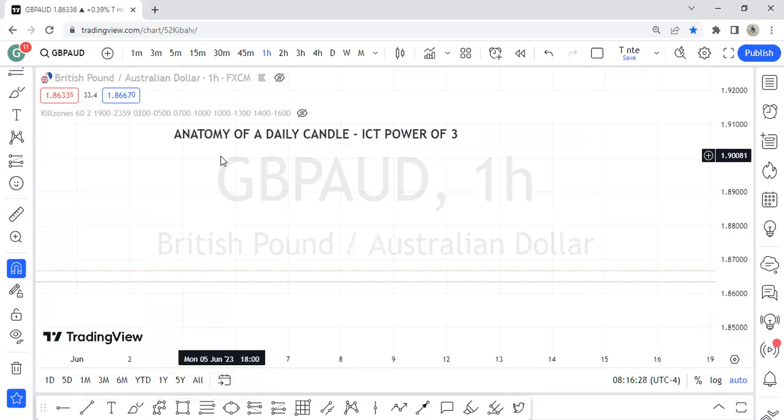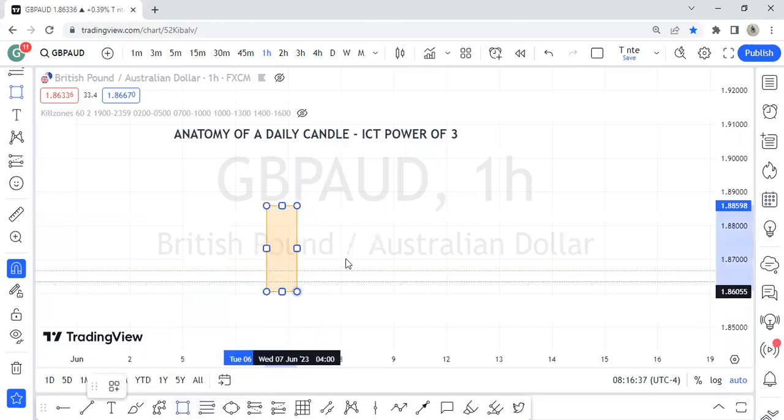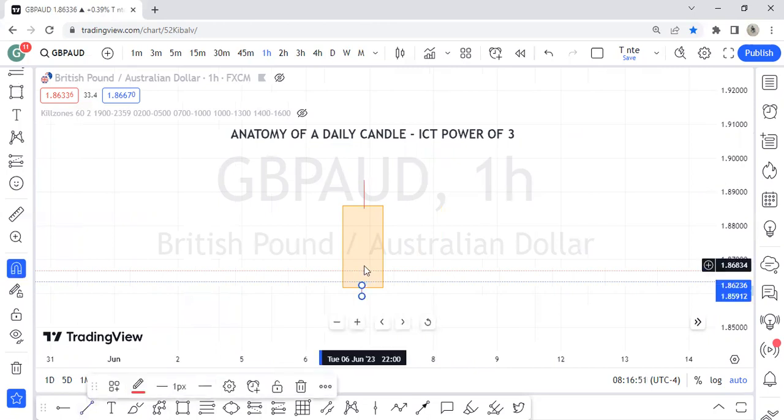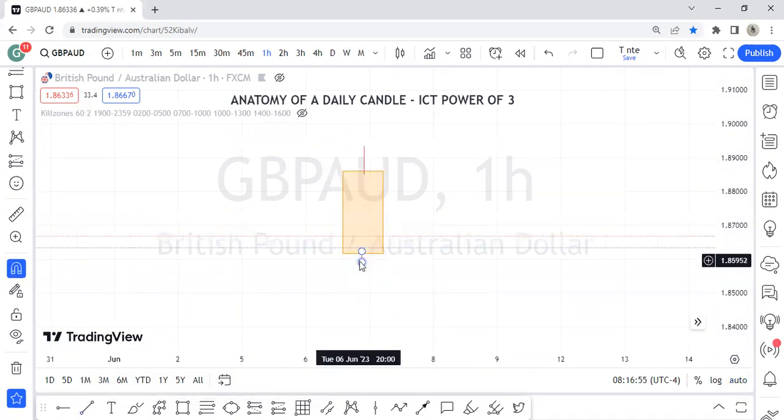Now let's give a pictorial representation of a daily candle. A daily candle usually looks like a bar with a wick to the top and a wick to the bottom. That's what the daily candle looks like pictorially.